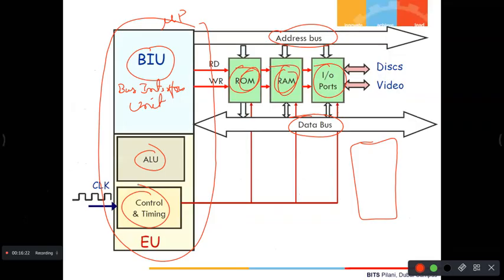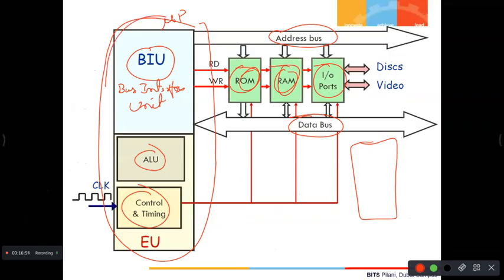It does some operations, such as clock signals, read signal, write signal. Different signals have to be given from the microprocessor only, right? Suppose you want to write the data, it has to do only write. Suppose you want to read the data from the memory, it has to only read. Who will control all these things? A separate unit is required to control this. That is called control and timing.